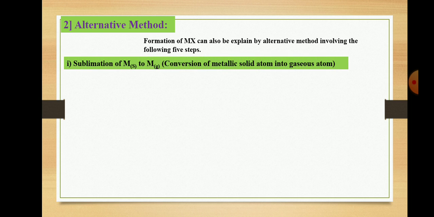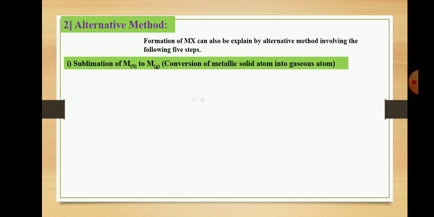Number one, so you just keep in mind that in the direct method, we take the metal in solid state and directly combine it with the gaseous halogen, and we get an ionic compound. But in case of the alternative method, we have to go stepwise, one by one, for getting the lattice energy experimentally. So number one, sublimation of M(s) to M(g). That is very simple. Conversion of a metallic solid atom into a gaseous atom.